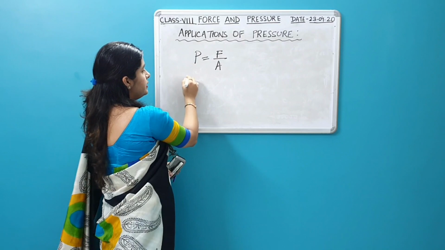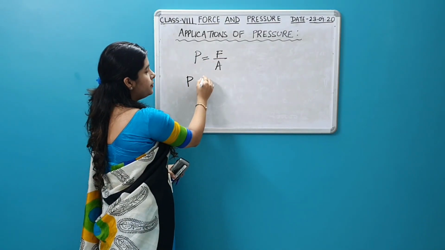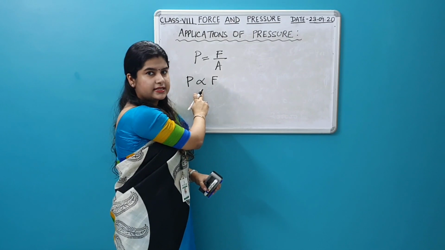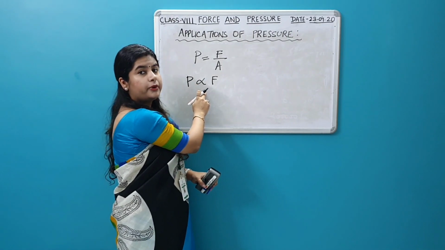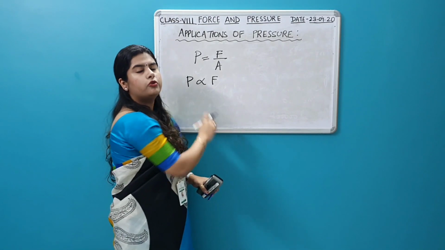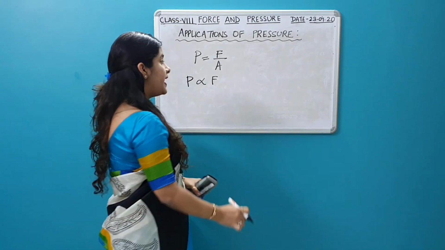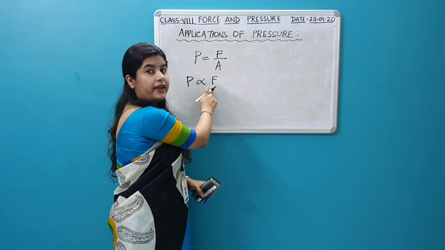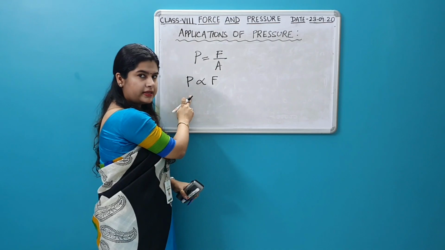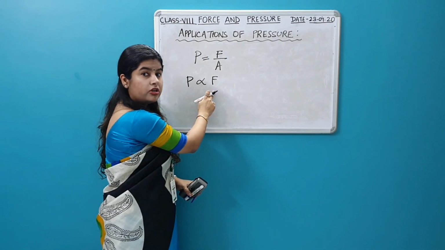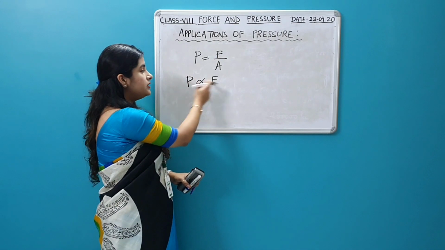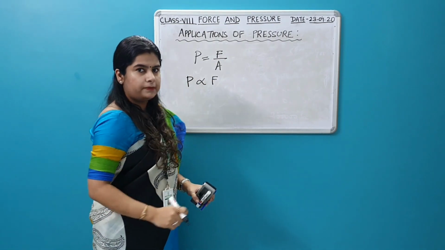Pressure is directly proportional to force. Mind it, this is the proportionality sign. This is how we represent proportional. So pressure is directly proportional to force. What is the meaning of this? If we increase the force, automatically your pressure also increases. And if you decrease the force, your pressure also decreases. So this is directly proportional.